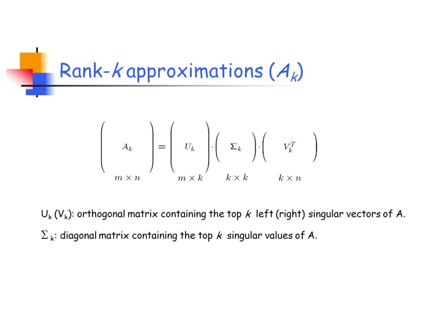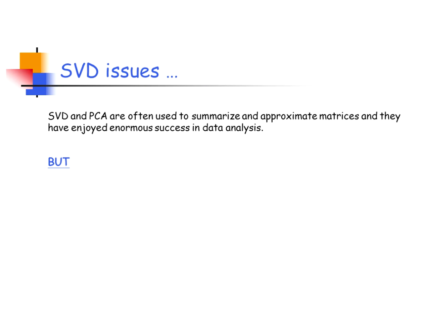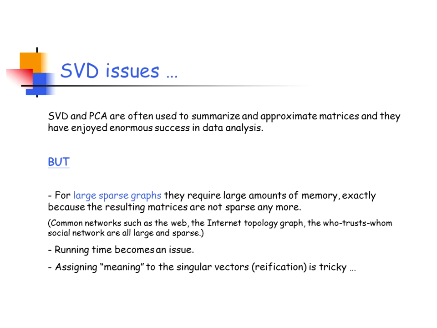The formula is written for an M cross N matrix: U is M cross K, Sigma is K cross K, and V transpose is K cross N. There are some issues. The singular value decomposition and CUR are often used to summarize and approximate matrices, and they have enjoyed enormous success in data analysis. But for large graphs, they require a large amount of memory, exactly because the resulting matrices are not sparse anymore. So there are some results you will see in the book.